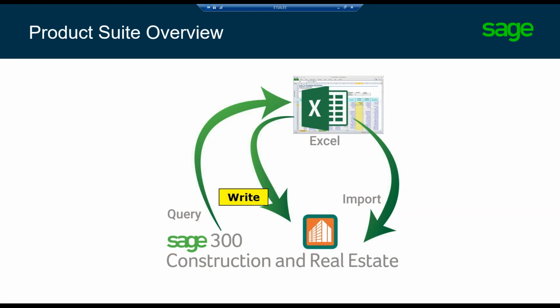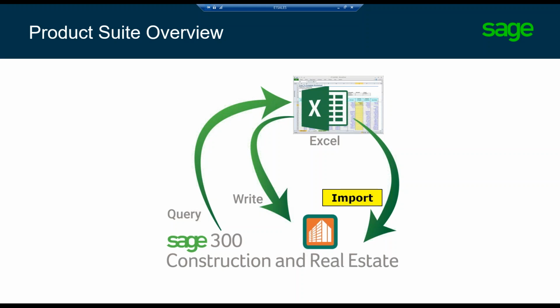So an example would be general ledger budgets. If you do your budgeting in Excel, why would you then manually enter the budget entries into general ledger when you could just have them sent there and they're accurate, honoring Sage's security and business rules? So write and import allow information to go from Excel back into Sage.